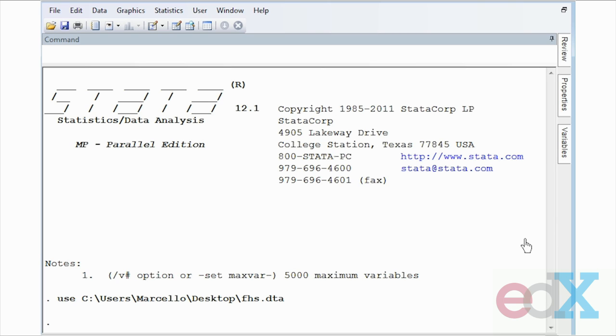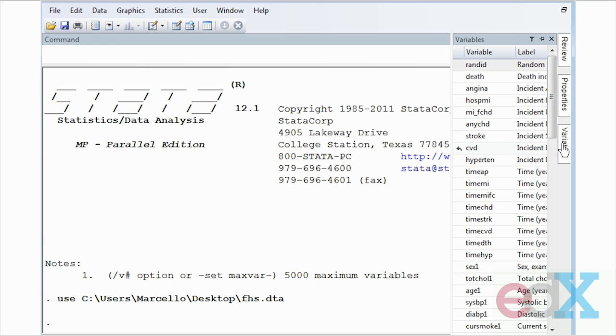Okay, so now let's see what we can do in Stata for the two-sample independent situation where we want to do the t-test. So let's look at our variables and see what we have here. Oh, okay.